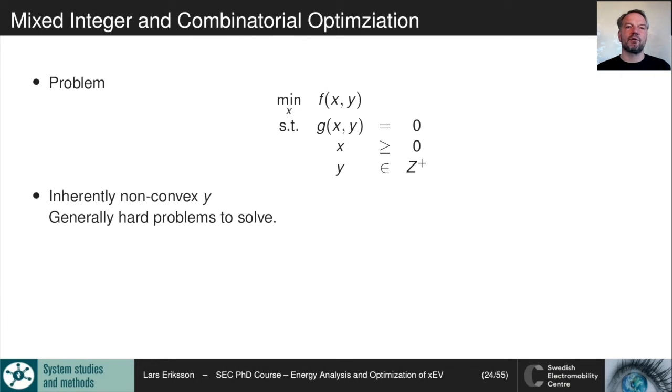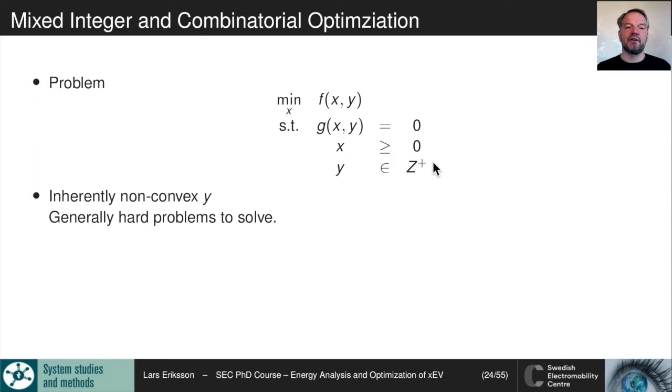Then we're going from linear to nonlinear, and now we have mixed integer and combinatorial optimization, where we start to look at a set of variables that belong to the integers, so we cannot have values in between. Thanks to that we have discrete values here, the problem becomes inherently non-convex.